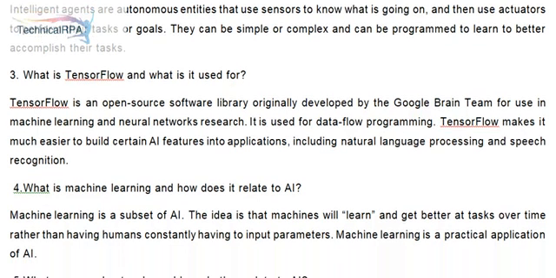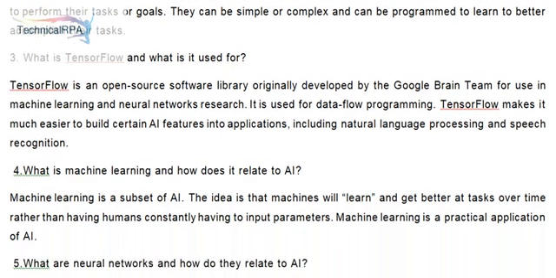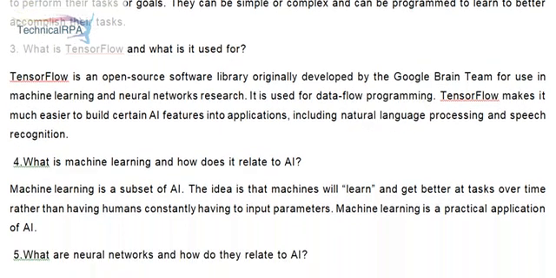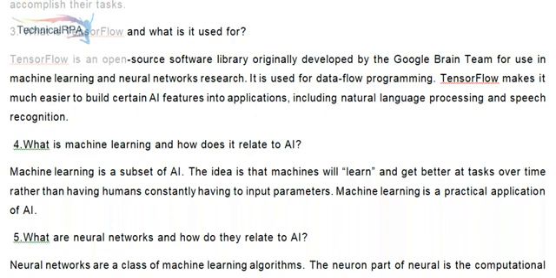3. What is TensorFlow and what is it used for? TensorFlow is an open-source software library originally developed by the Google Brain team for use in machine learning and neural networks research. It is used for data flow programming. TensorFlow makes it much easier to build certain AI features into applications, including natural language processing and speech recognition.